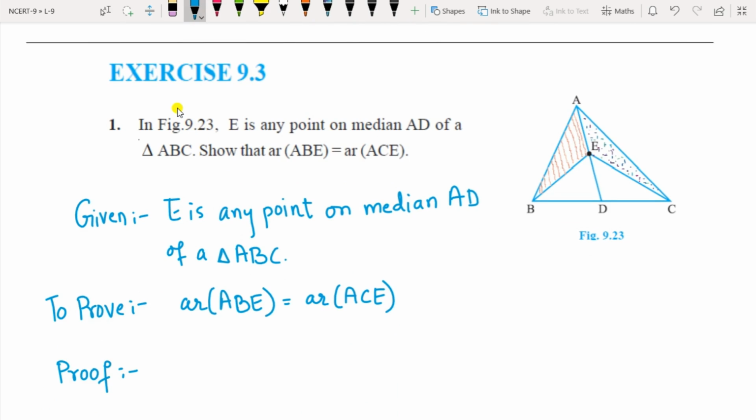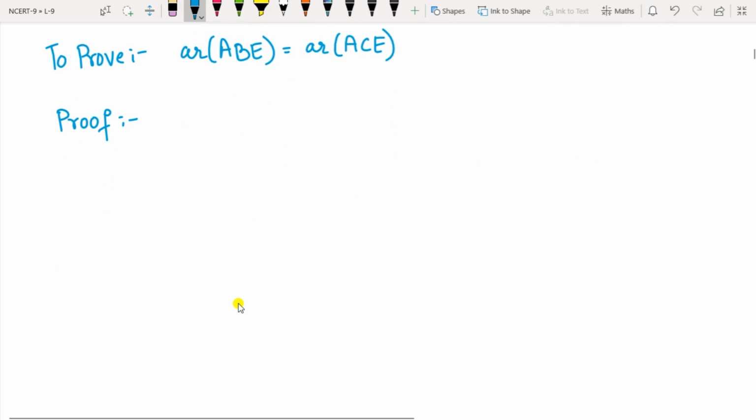Now let us start with exercise 9.3. The first question is, E is any point on the median AD of triangle ABC. You have to show that the area of ABE will be equal to the area of ACE, which I have shown with color coding. So the areas of these two triangles are equal, that we have to prove. So this is the given and this is to prove. Let us start with the proof now.